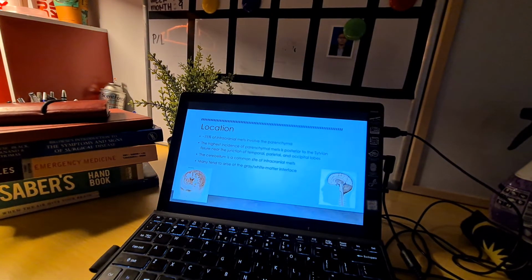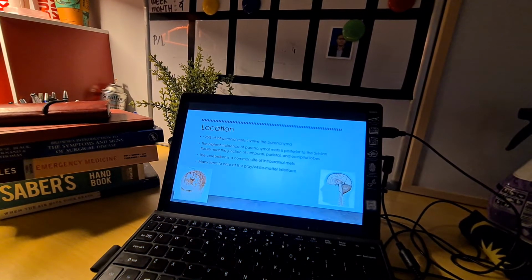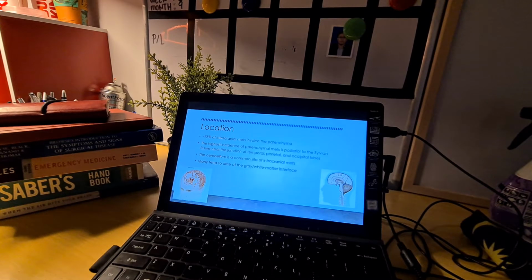So the location of cerebral metastasis: 70% of intracranial metastases involve the parenchymal tissue. The highest incidence of parenchymal metastasis is posterior to the Sylvian fissure, near the junction of the temporal, parietal and occipital lobes. The cerebellum is also a common site of intracranial metastasis, and many tend to arise at the gray and white matter interface. Alright.